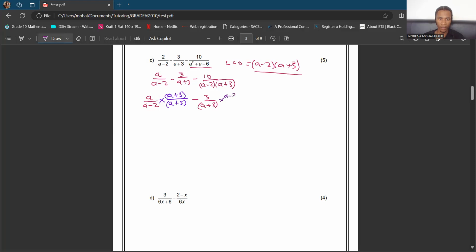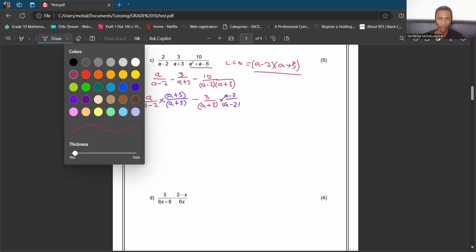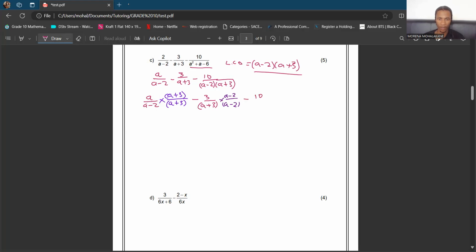Times a minus 2 all over a minus 2. And then minus 10 all over a minus 2, a plus 3. As you can see, everything has the same denominator, a minus 2, a plus 3. So here I'm going to have a into a plus 3 minus 3 into a minus 2, then minus 10.